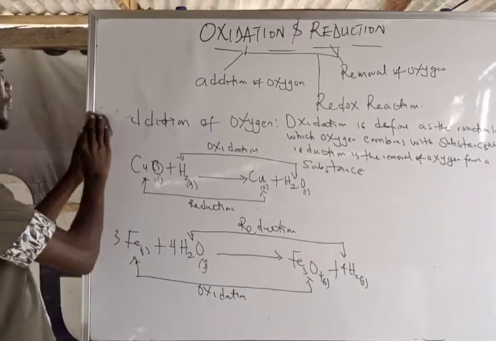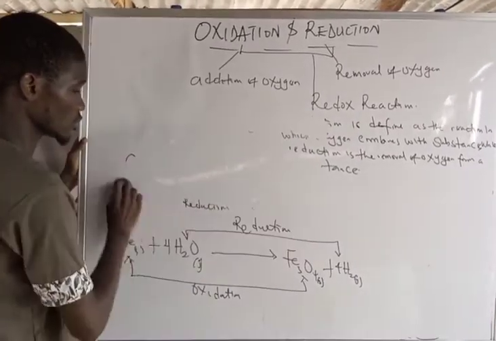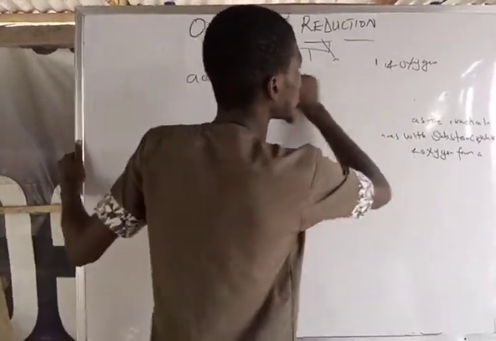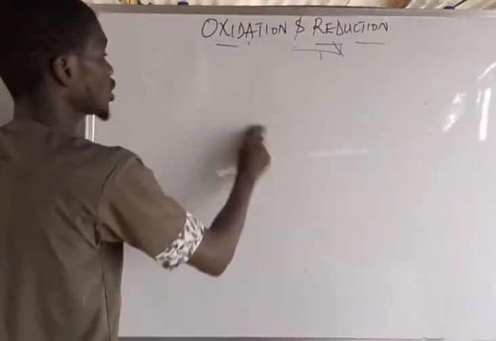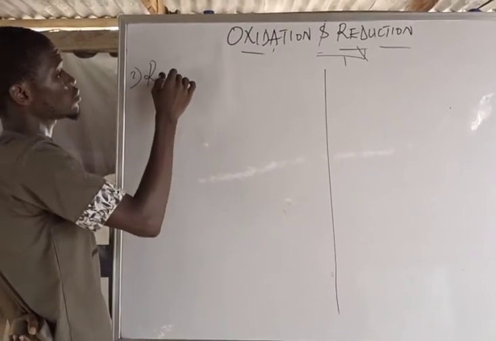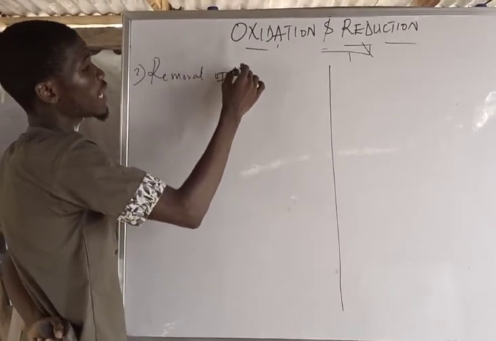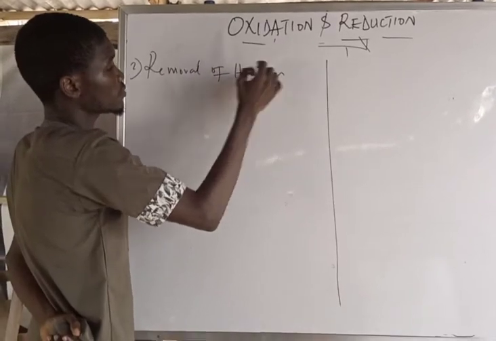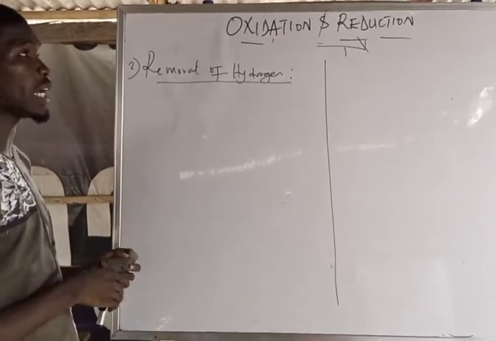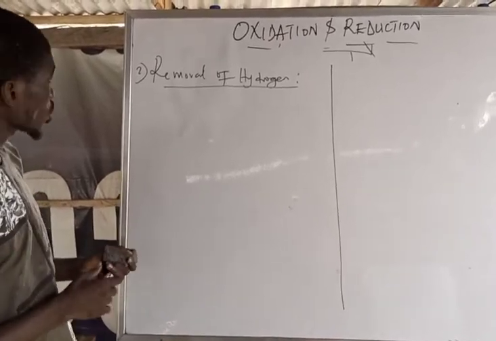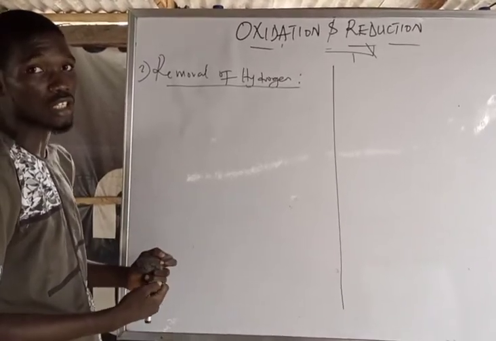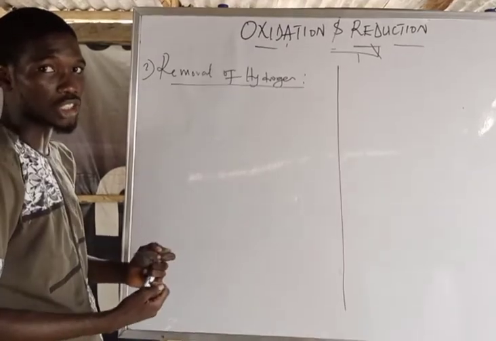The second one is removal of hydrogen. The first one is addition of oxygen, the second one is removal of hydrogen. Note one thing: the definition of oxidation is further extended to mean removal of hydrogen.